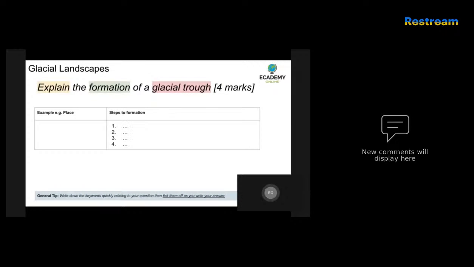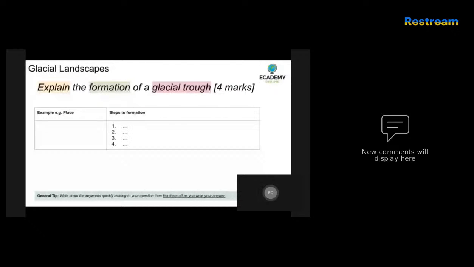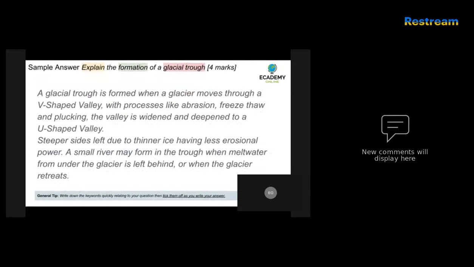This is a pretty straightforward technical question, so if you don't know how a glacial trough is formed, then take out your textbook and then write down the simple steps. And you may want to also write down an example of where in the world that you might find the glacial activity happening. Let's have a look at some sample answers.